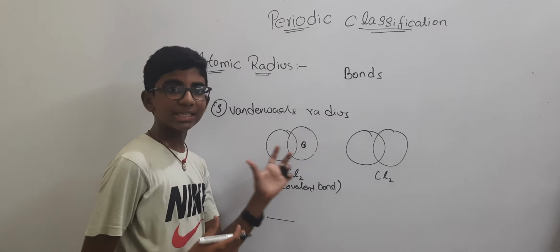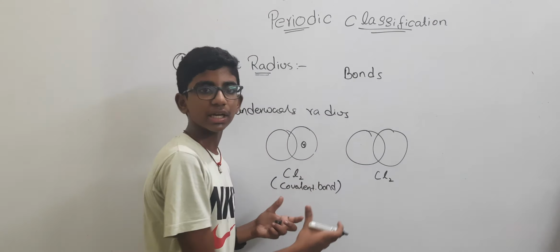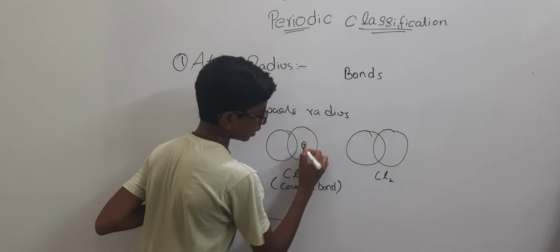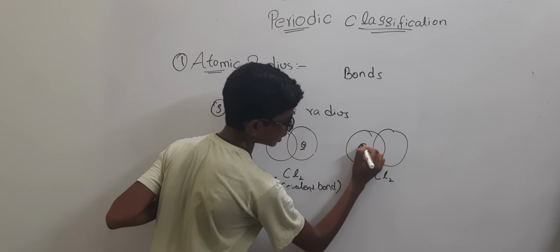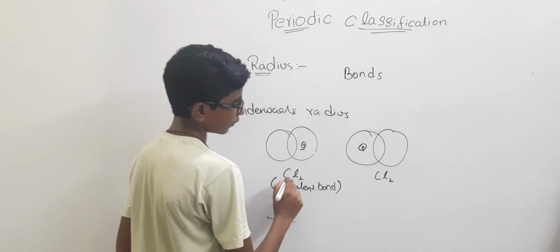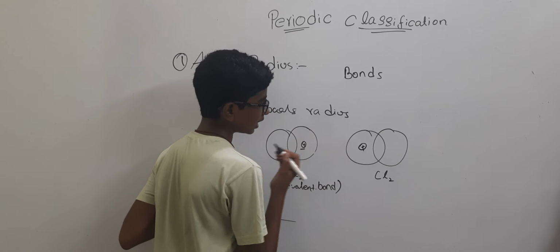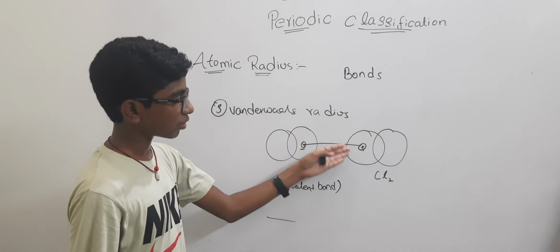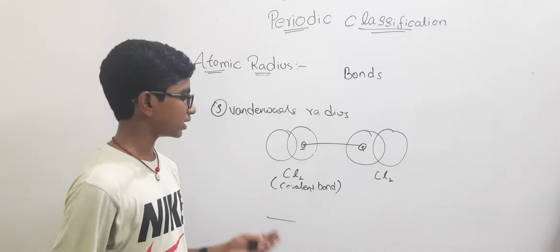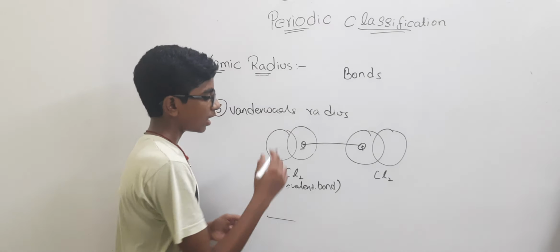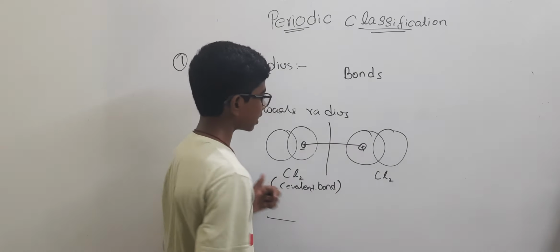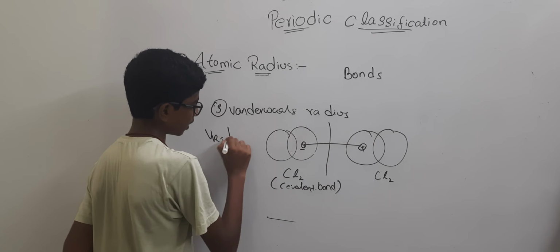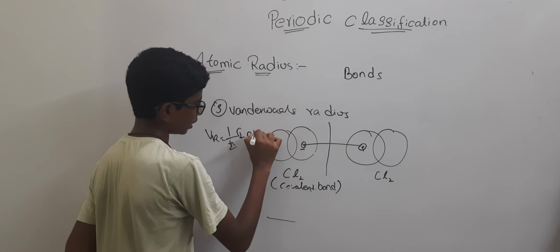This is the extreme, these two atoms which are near, in different molecules. This is the nucleus of one chlorine atom. This is the nucleus of another chlorine atom. These are different molecules. The distance from this chlorine atom nucleus to the nucleus of another chlorine atom is known as the internuclear distance. Half of this internuclear distance is known as the van der Waals radius. Van der Waals radius is equal to half of the internuclear distance.